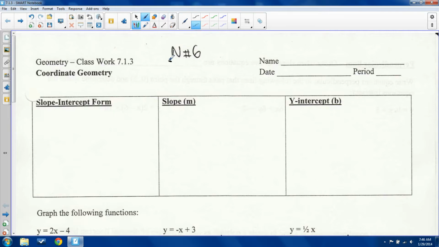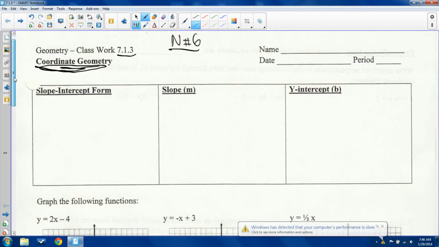Alright, these are notes number 6, section 7.1.3 on coordinate geometry. And basically by that I mean coordinate points, think of graphs, axes, and everything like that. In geometry, think about your shapes. So we're going to tie our shapes in with the stuff you learned in algebra. So let's quickly backtrack and give you a history lesson on algebra here.